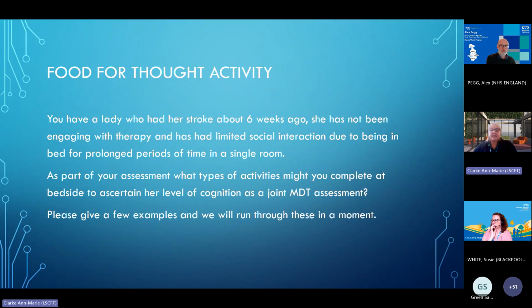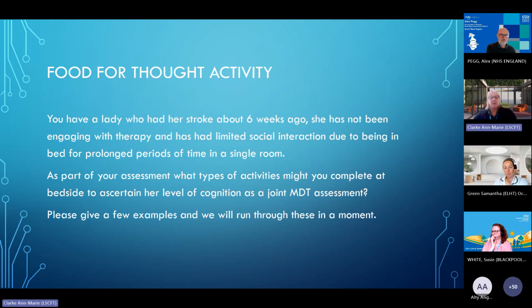So as part of your assessment, what types of activity might you complete at bedside to ascertain a level of cognition as a joint MDT assessment? Is there anybody who would like to give a few examples? You could pop that in the chat or pop your hand up.